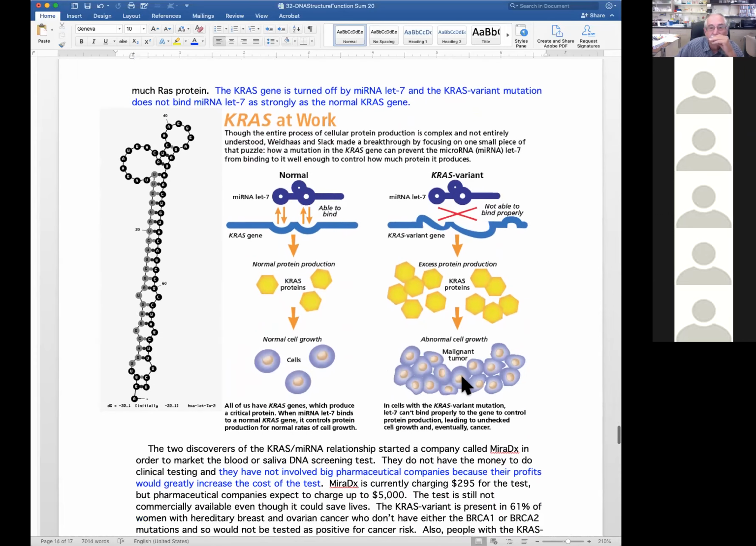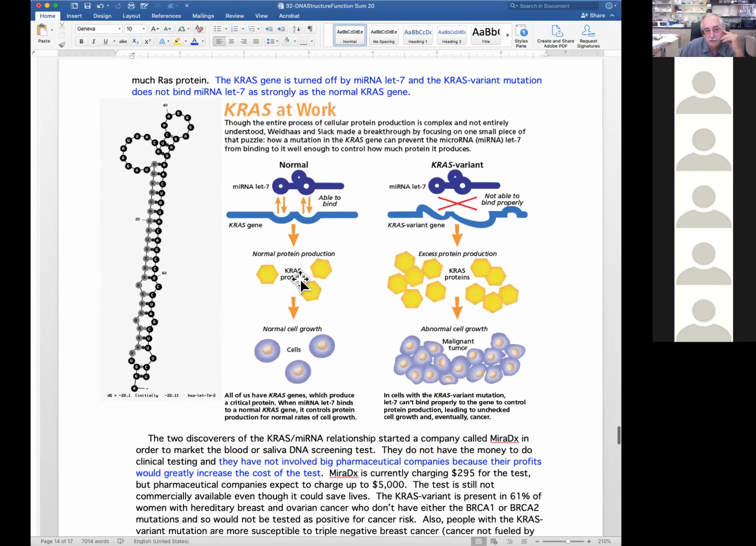Okay. So here's normal protein production, right? You get normal cell growth. So here's your small RNA, and the phosphatases or kinases, ATPases. This is normal over here, but if you have a variant gene over here, this LET7 can't bind there. So these genes are just overactive, producing too much of these proteins, leading to malignancy.